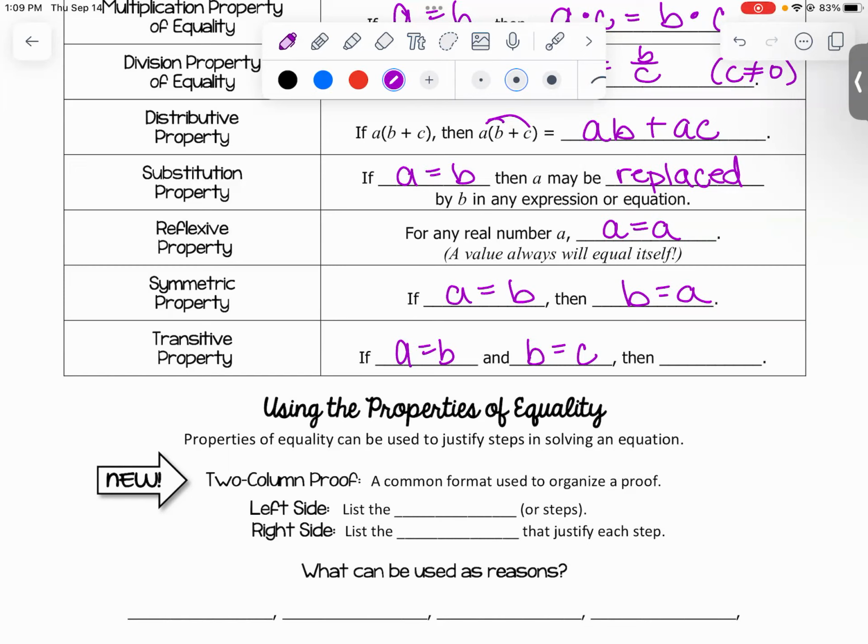Okay, transitive property. Hey, guys, we don't have much time. Transitive property, if A equals B and B equals C, then A equals C.